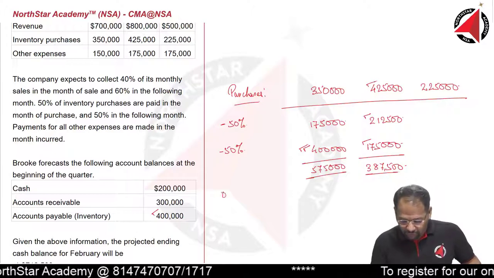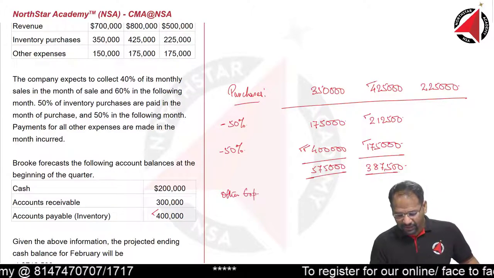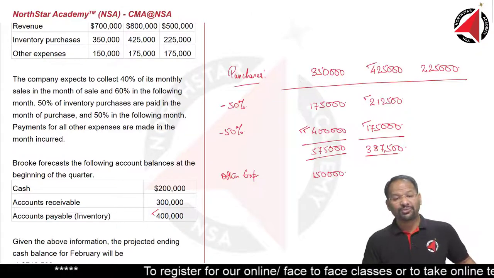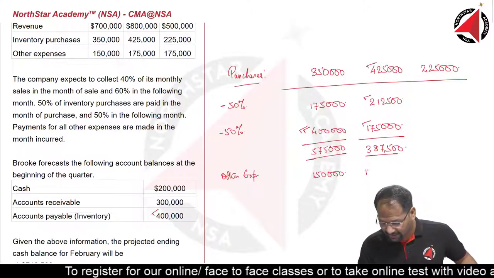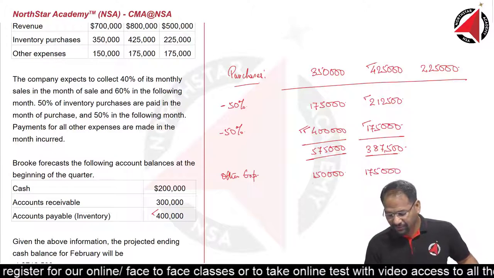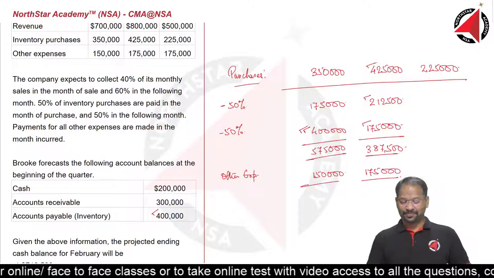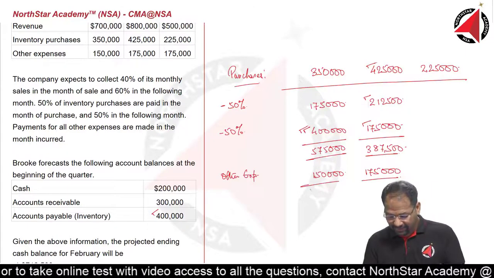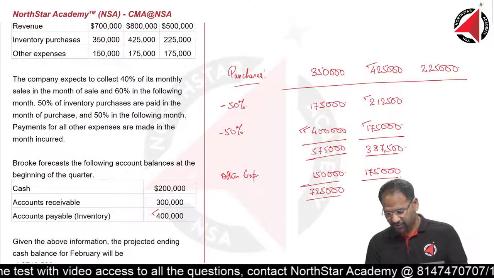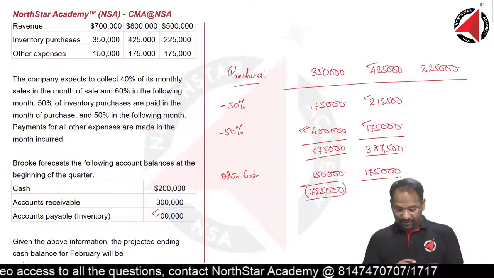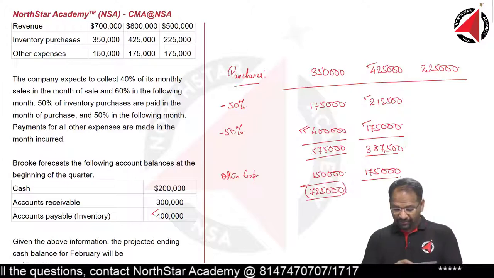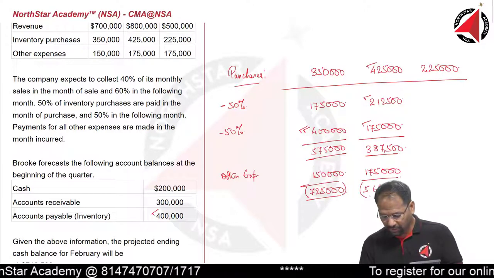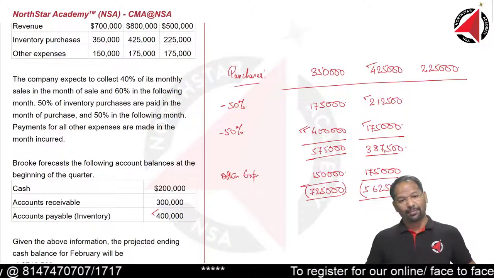In addition to this, we have to also make payment for other expenses. For other expenses, it is quite simple. 150,000 we have for the month of January shall be paid in the month of January itself. Similarly, 175,000, which is for the month of February, shall be paid in the month of February itself. Let's capture the total payments. 575,000 plus 150,000, we get $725,000. This is our payments, so negative number. Similarly, here 387,500 plus 175,000, we get 562,500 total payments. So we have taken it as a negative number.